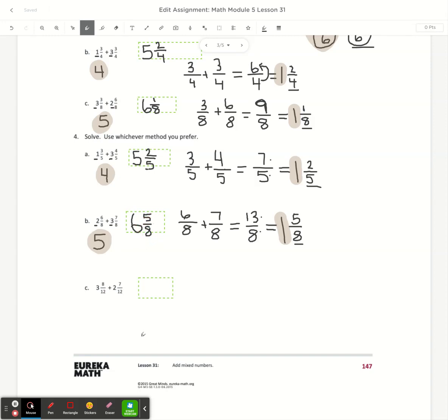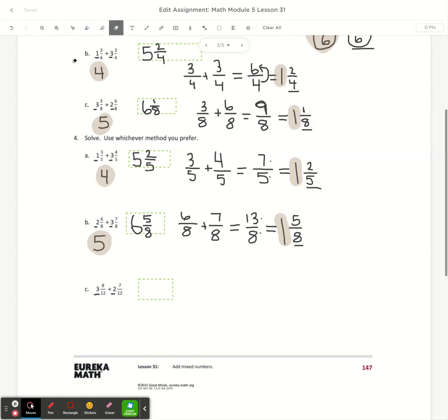And now our last one for this problem set, we have 3 8/12 plus 2 7/12. So again, I'm going to start off by adding my whole numbers together. So I have 3 plus 2, which I know equals 5. And that came out looking really weird, so I'm going to fix that. And now while my whole number just stays out over there, I'm going to go ahead and add my fractions together. So I'm going to do 8/12 plus 7/12.